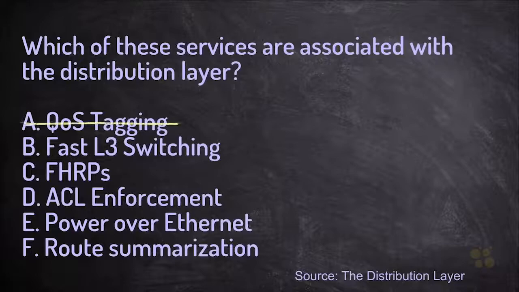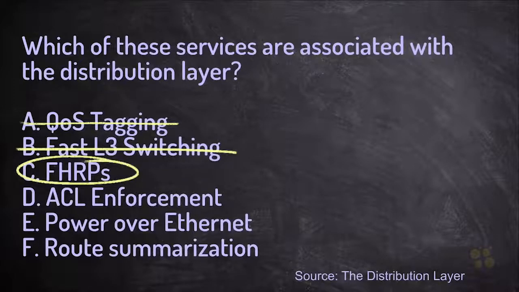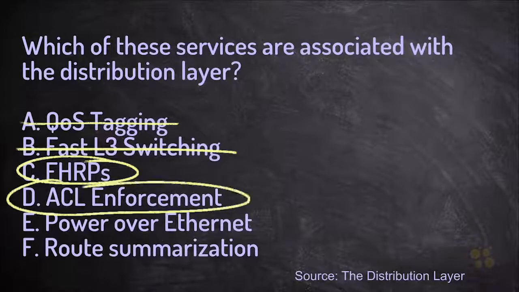Well, as we just said, QoS tagging is part of the access layer. That's not part of our distribution layer responsibilities. Fast layer 3 switching, we do layer 3 switching at the distribution layer, but our focus isn't on quickly switching among network locations, so B is out. Now, because we have our VLAN interfaces on the distribution layer, we can expect that our FHRPs are going to be there, as well as the fact that we're going to enforce access lists, again, usually on those VLAN interfaces.